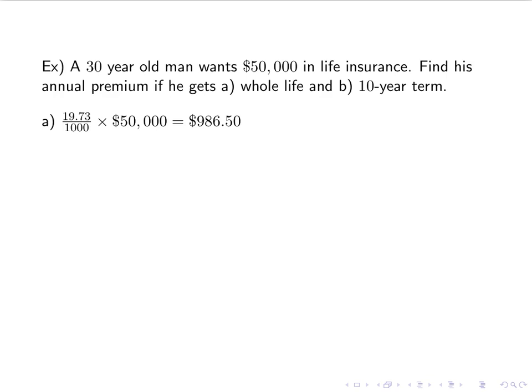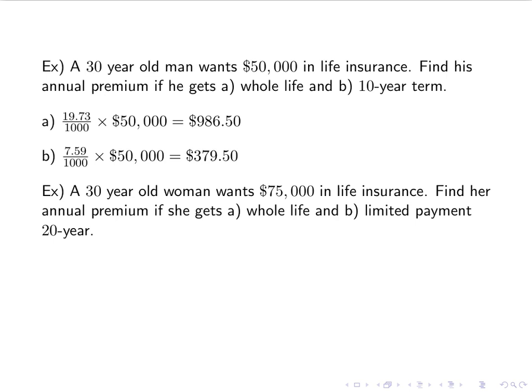For B, we're looking at the same row, still 30 years, but now we're looking at the 10-year term column. And we should be seeing a $7.59. Again, this is the cheapest option. $7.59 is a lot cheaper than $19.73. But again, you're only covered for 10 years. So if we do out that math, we should be getting $379.50.